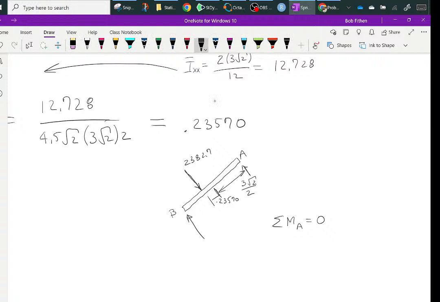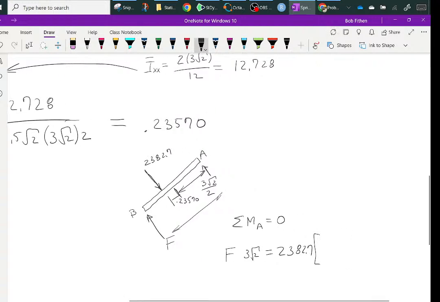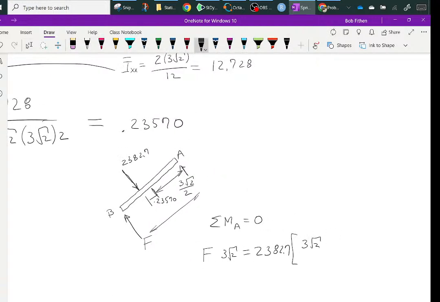Tells me that, I called that F. F times the total distance, which was 3. Whoops. 3 square root of 2 is going to be equal to this 2382.7 times this new moment arm. This new moment arm is 3 square root of 2 over 2, plus 0.2357. So in other words, I'm actually measuring from here down to here, which includes the delta and the distance from A to that central.